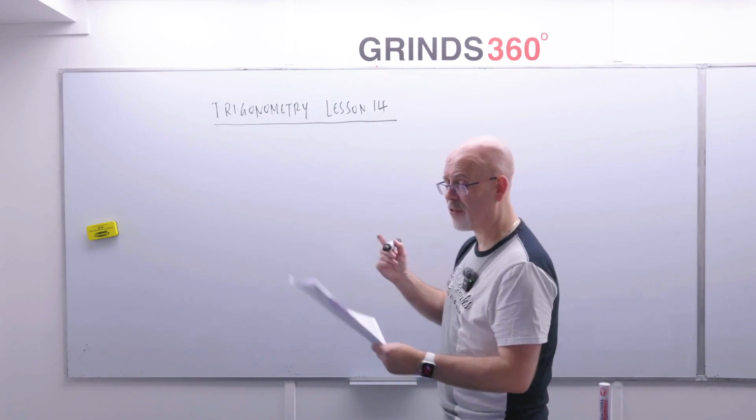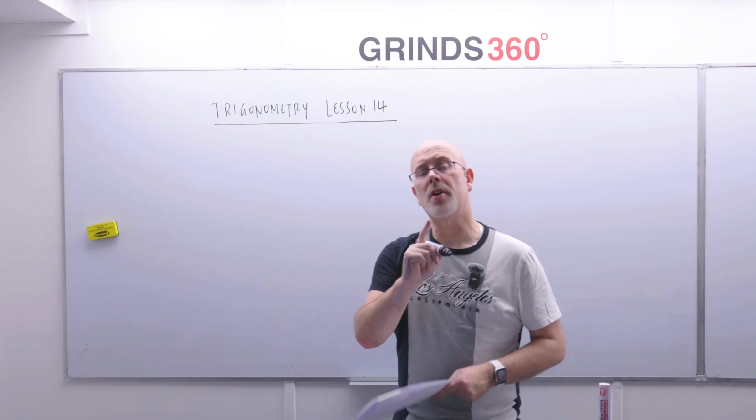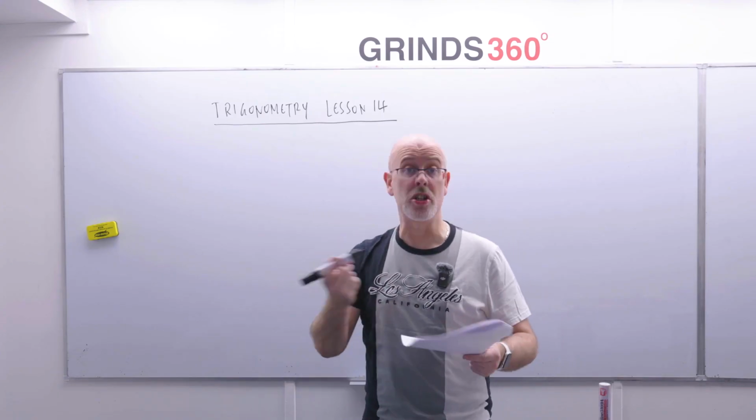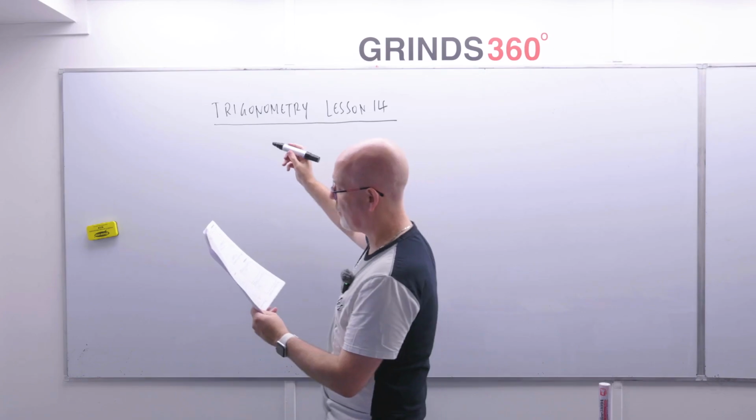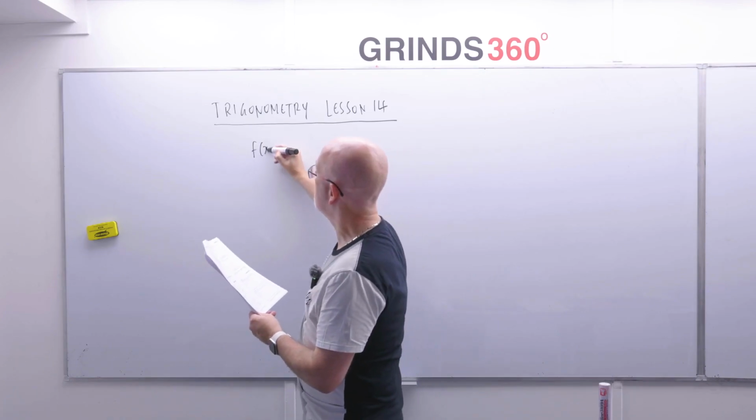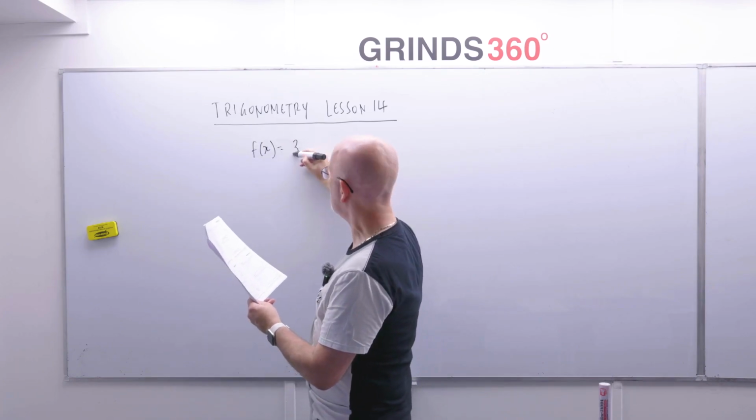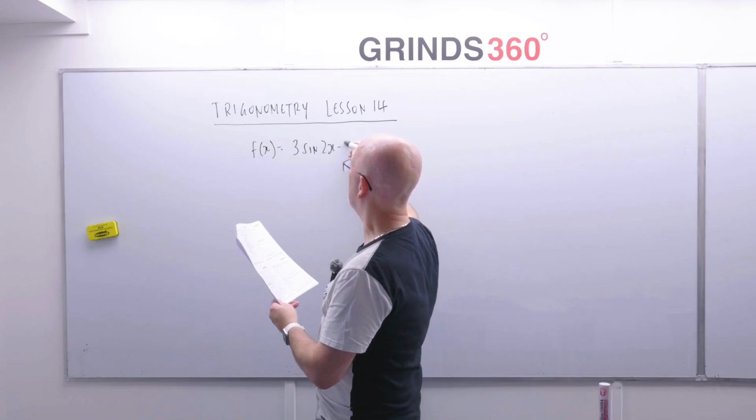we're asked to sketch this function. We don't have to plot it accurately. So I'm not asked to plot the graph here where I get my calculator and do a table and draw these points accurately. I'm just asked to sketch it. It says sketch the graph of this function here, f of x equals 3 sine 2x minus 1.